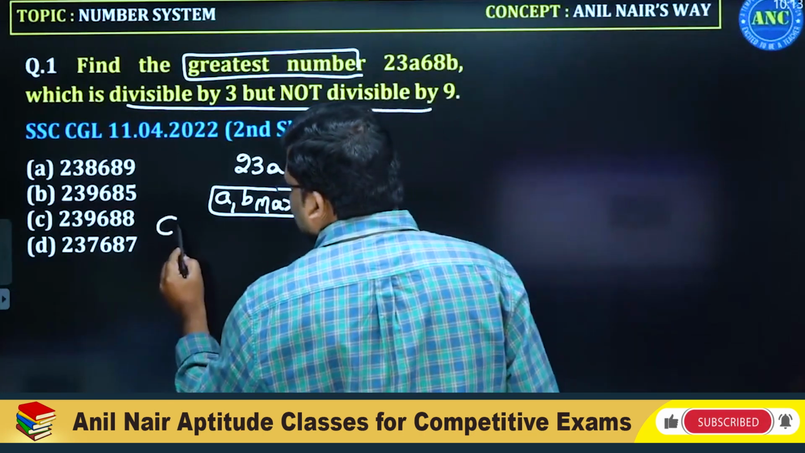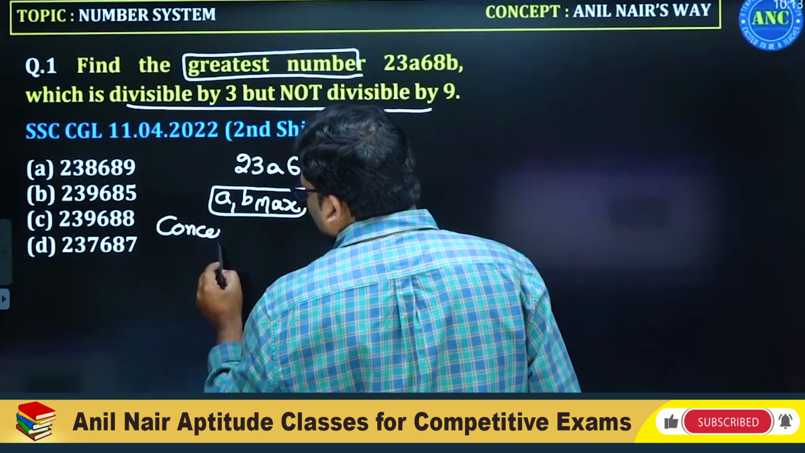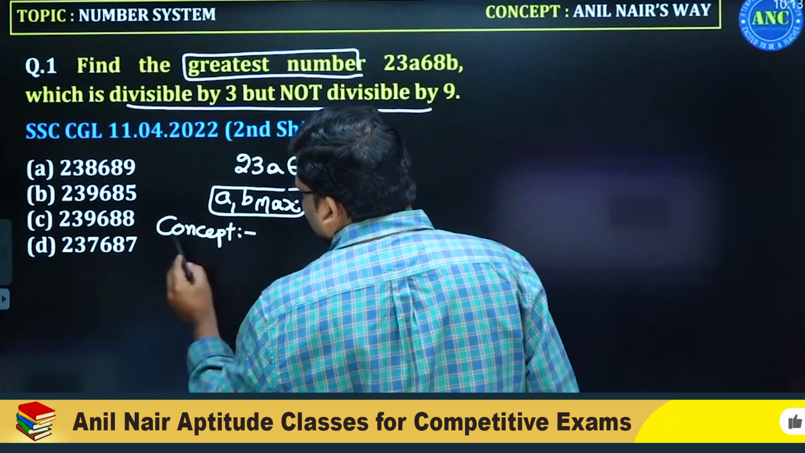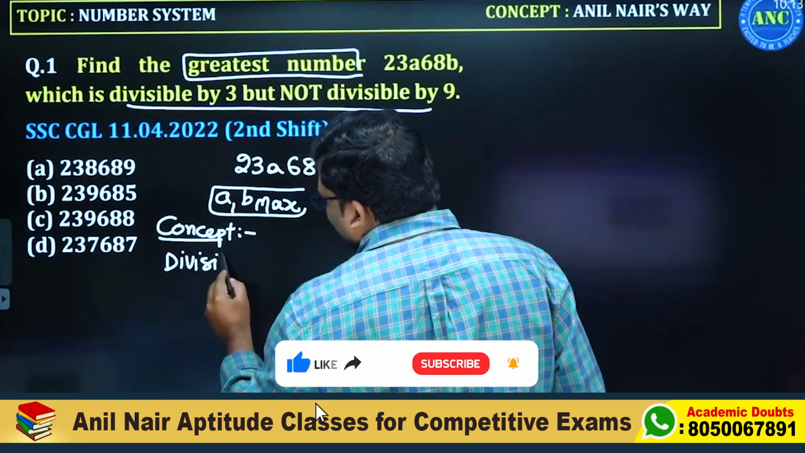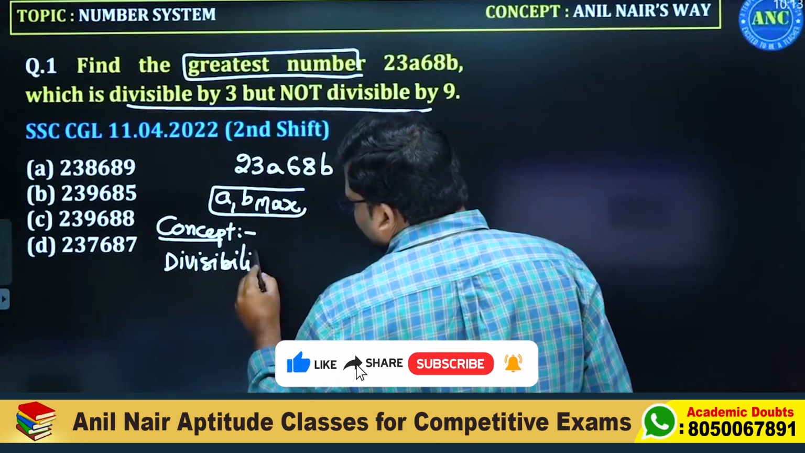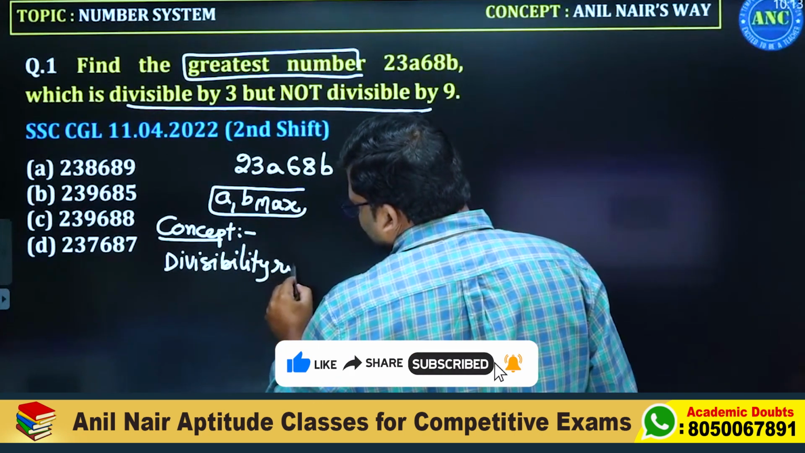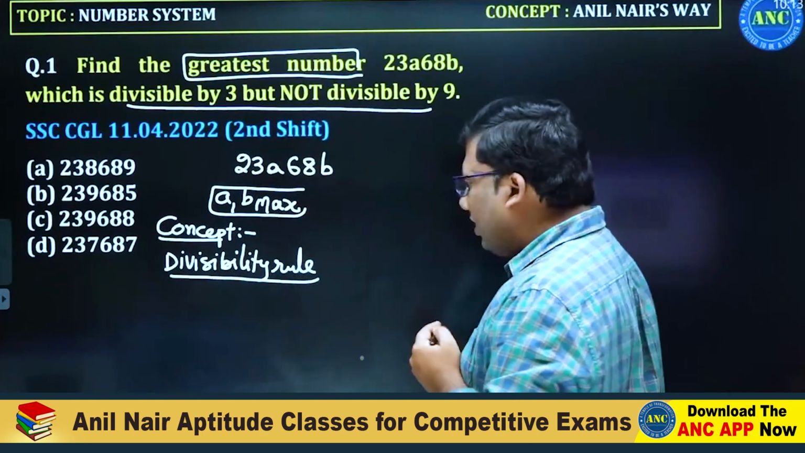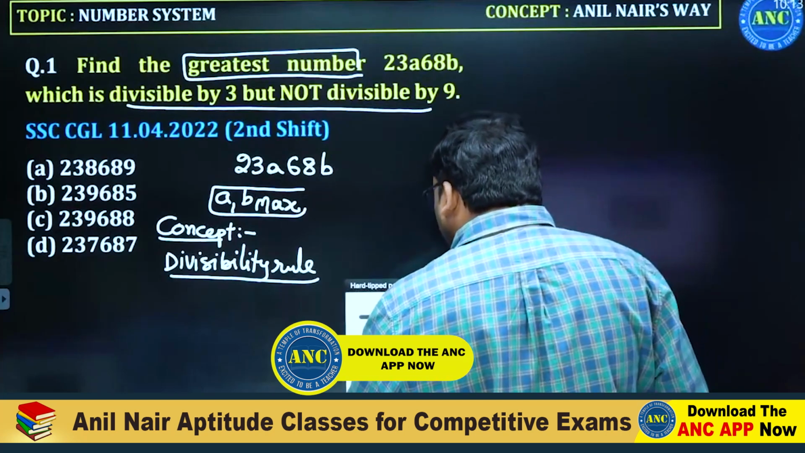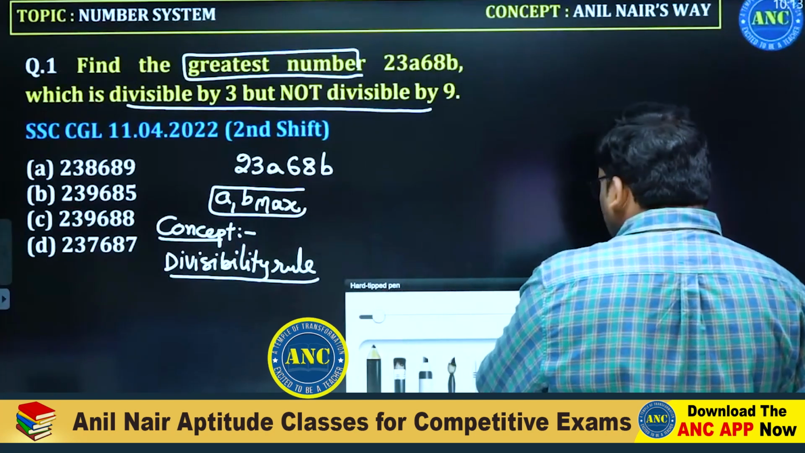So let me discuss the concept first. The number should be divisible by 3. Divisibility rule. How is this divisibility rule for 3 generated? Let me take a simple number.